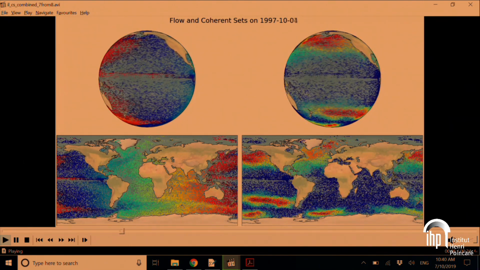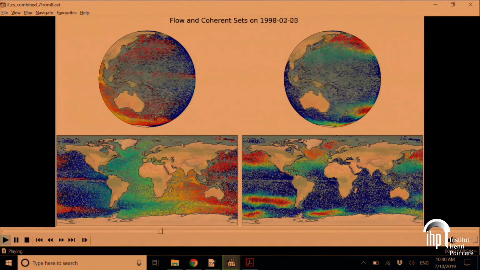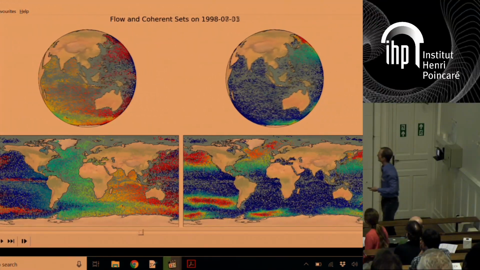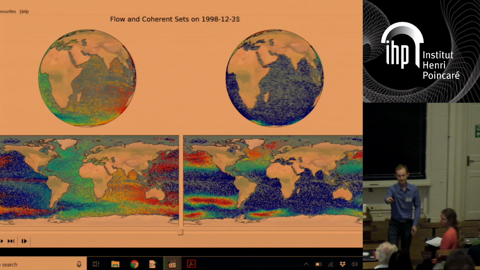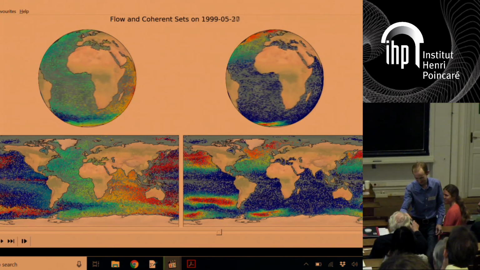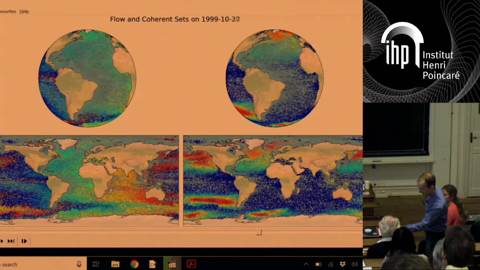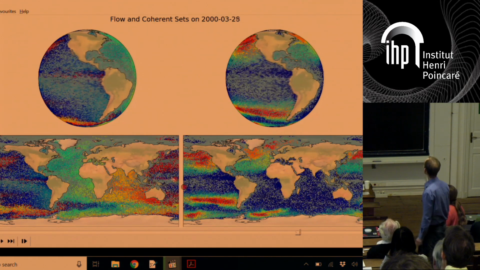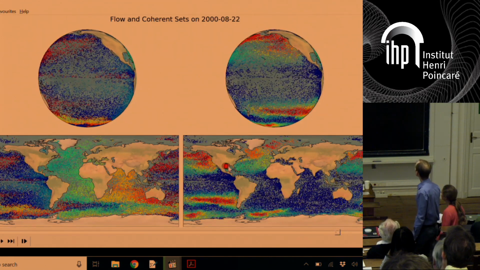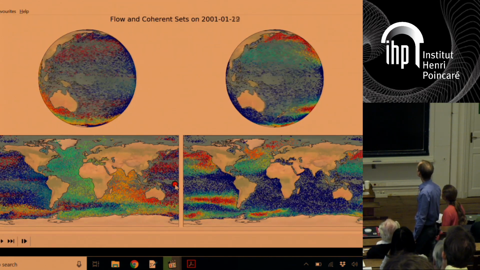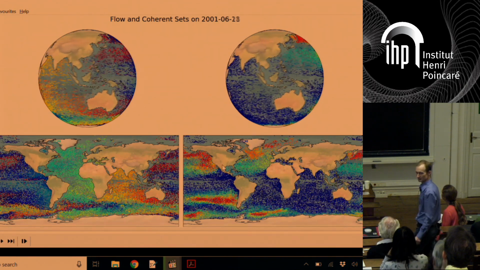And the North Equatorial counterpart, which is in the Pacific. Which one? Do you want to point to it? It's the top one. Here. Yes, you see the equatorial current system in the tropical Pacific.